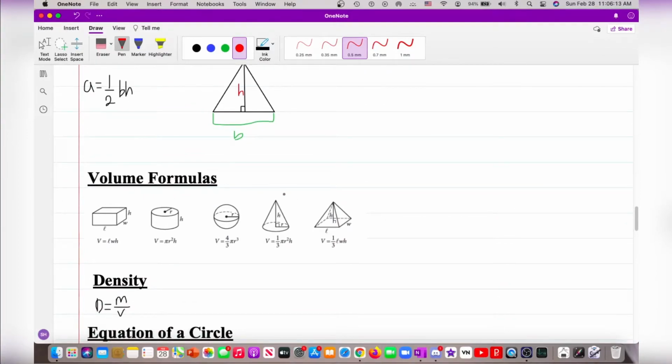Okay, here are your volume formulas. This is straight off of the chart. So, a rectangular prism is going to be length times width times height. A cylinder is going to be pi r squared h. A sphere is going to be 4/3 pi r cubed. A cone is going to be 1/3 pi r squared h. And a pyramid is going to be 1/3 length times width times height.